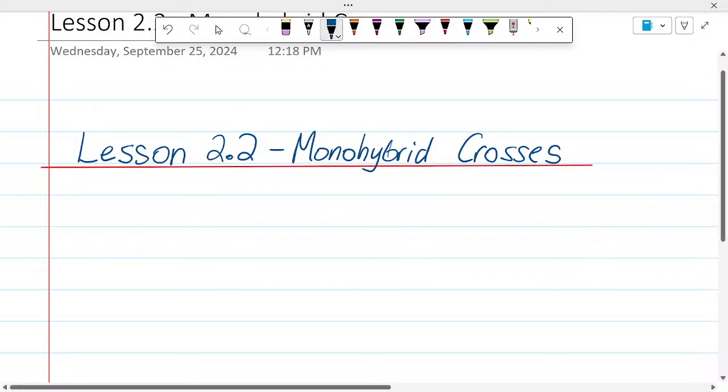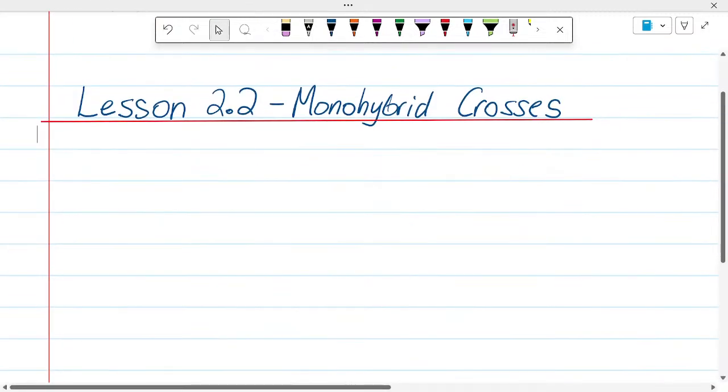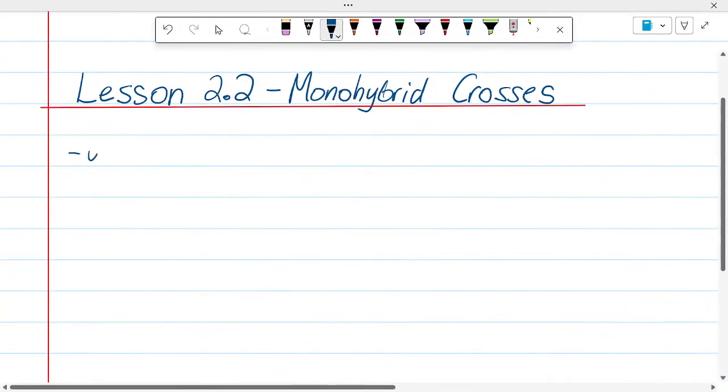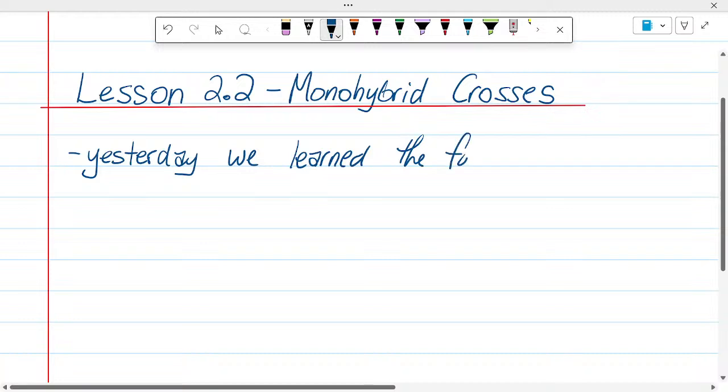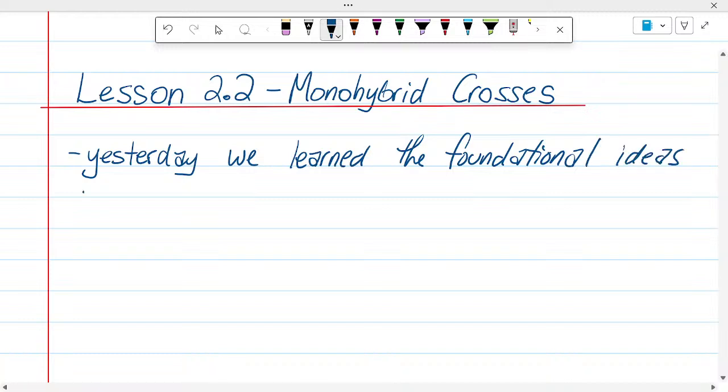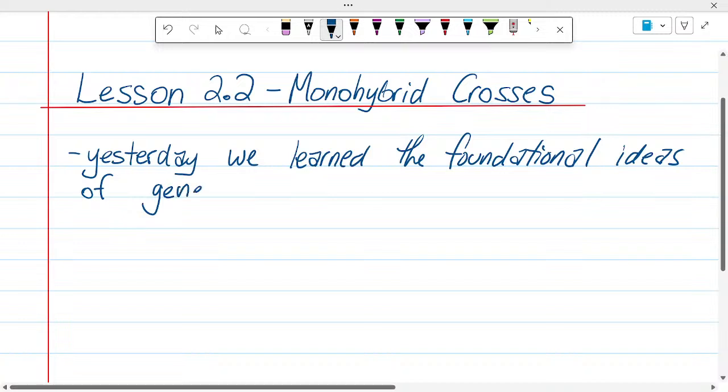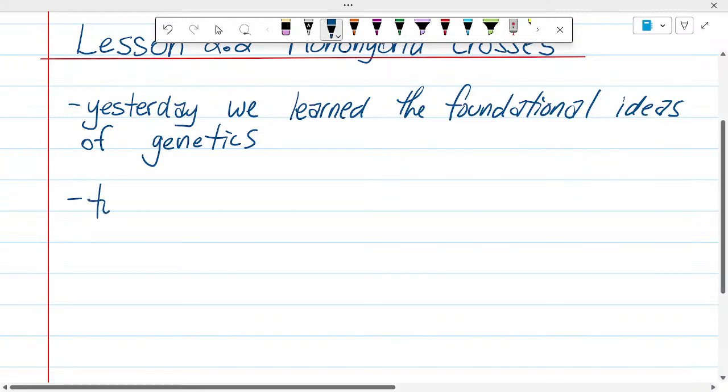Okay, so monohybrid crosses, what's that mean? Basically, yesterday we learned about genes, alleles, phenotypes, and genotypes, all that jazz. I'm just going to say we learned the foundation of genetics. You don't necessarily need to write this if you don't want to. I'm going to write it, but you don't need that. But today we're going to look at how this plays out.